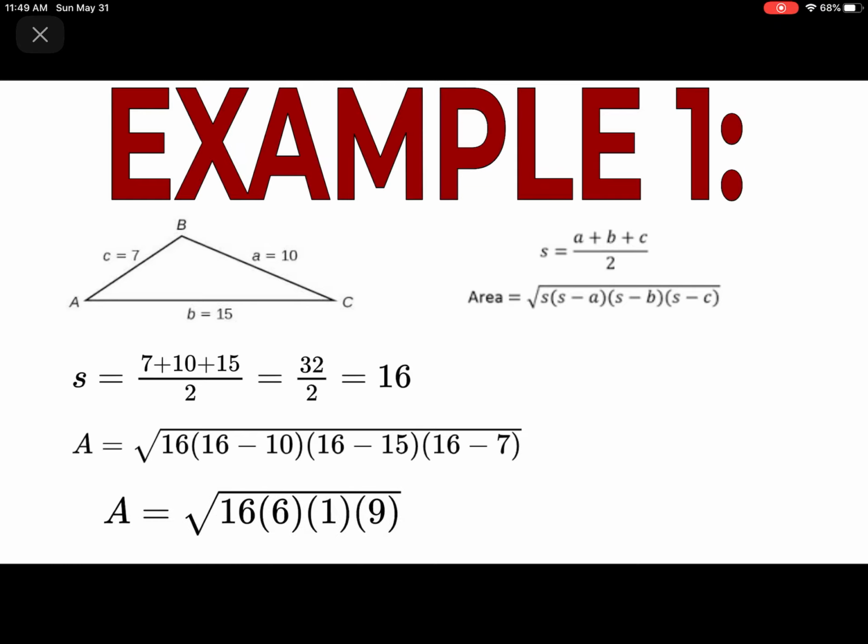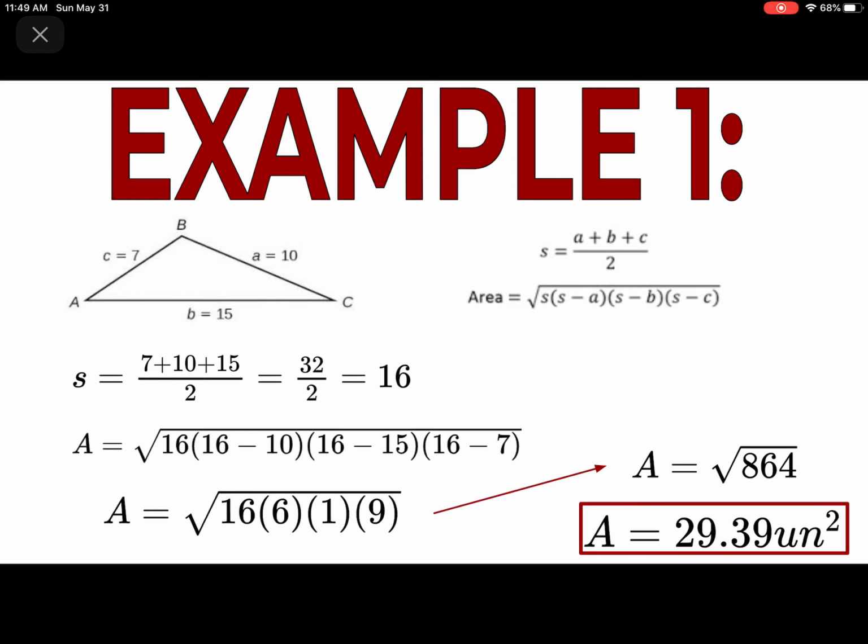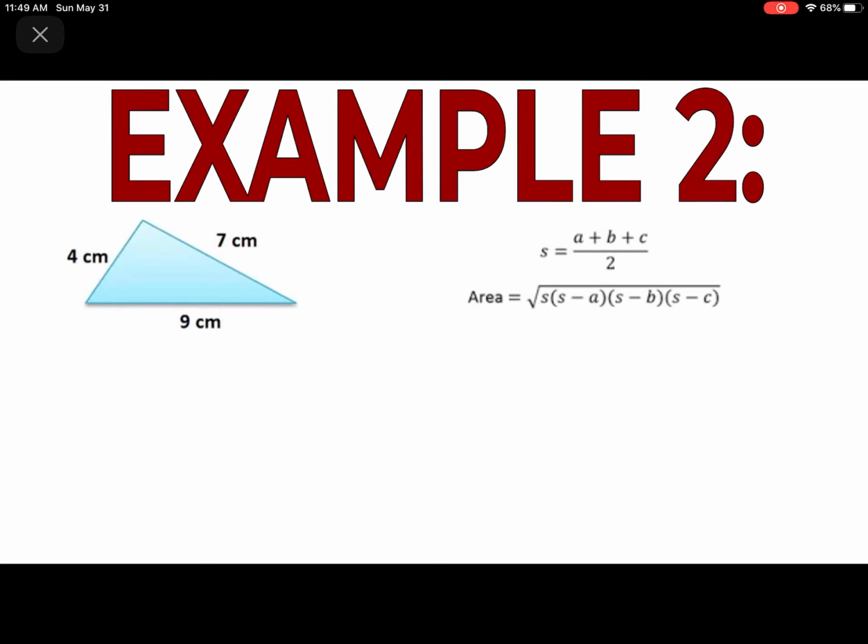So, doing all of those subtractions, A is going to be the square root of 16 times 6 times 1 times 9. Okay, so when we multiply all those together, it becomes the area equals the square root of 864. So, my area equals 29.39 units squared. This is area. Our units are going to be squared and always round to the 100th place. Okay? It takes a couple steps, but this way you don't have to find the height in some obscure way.